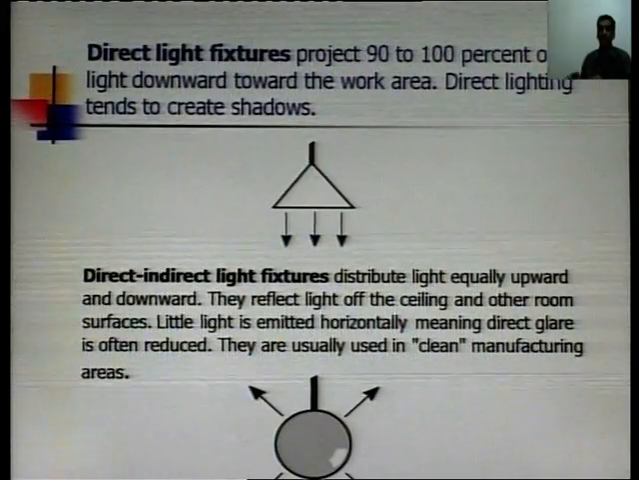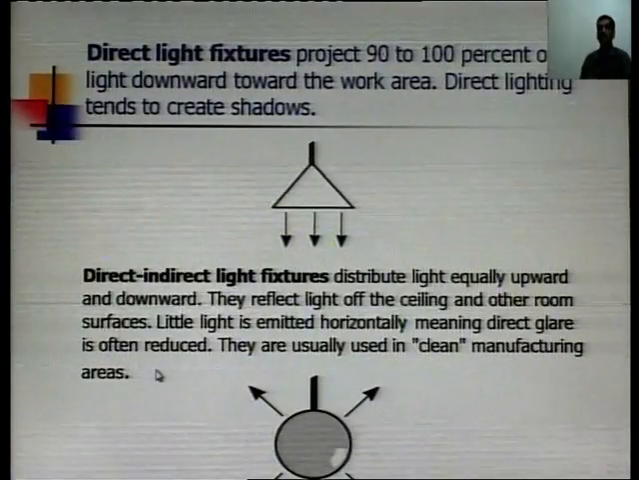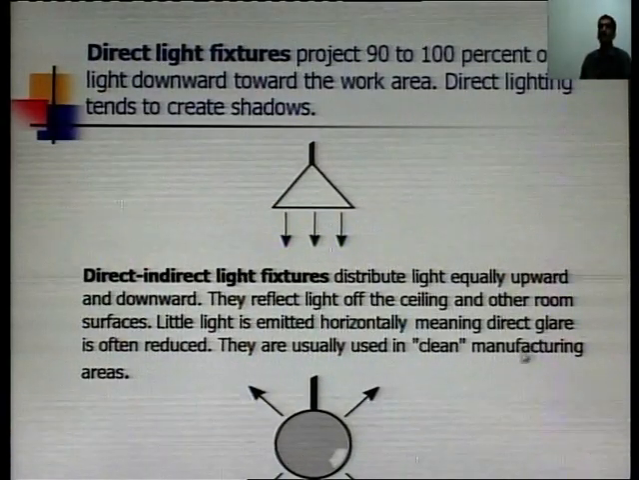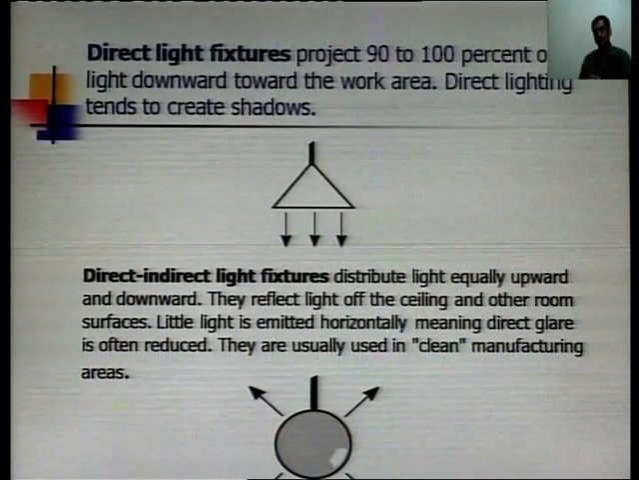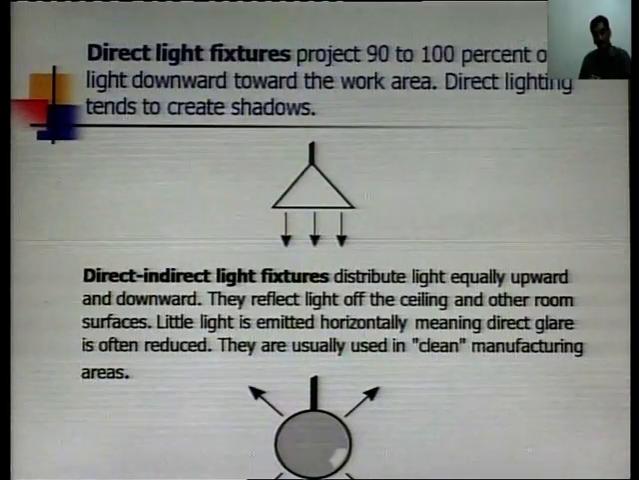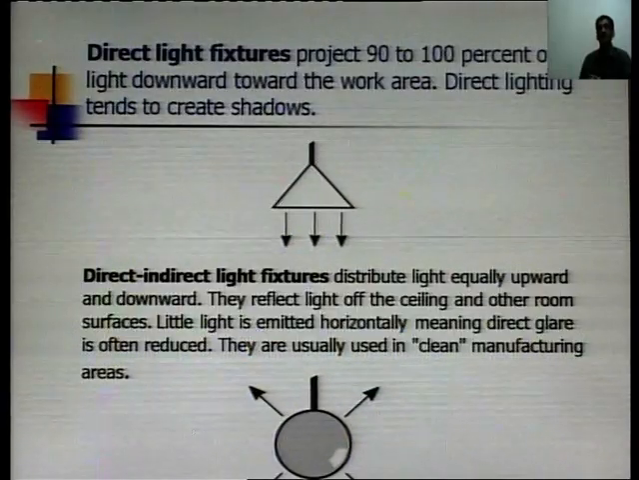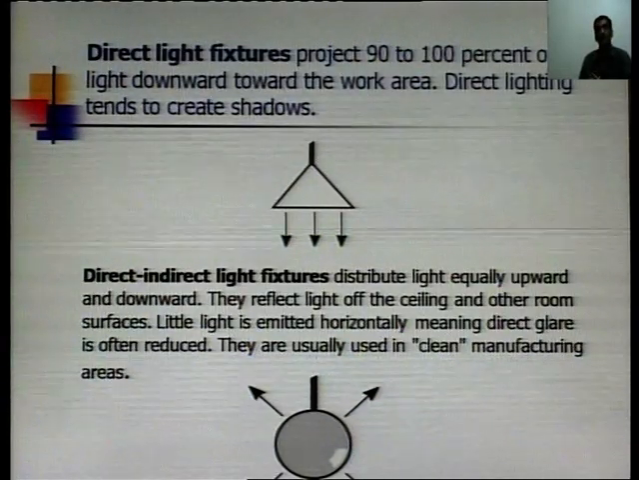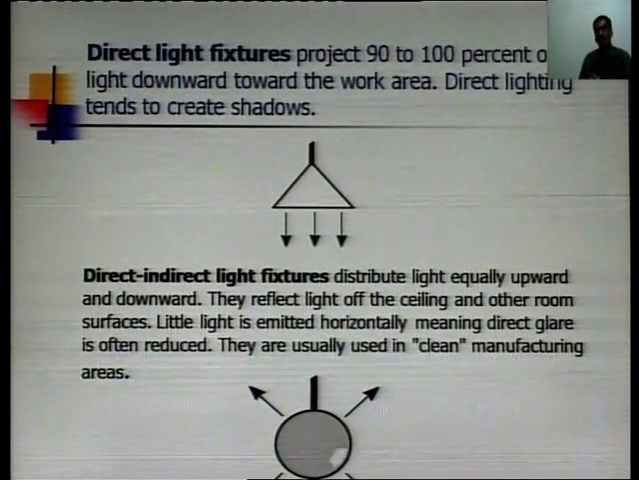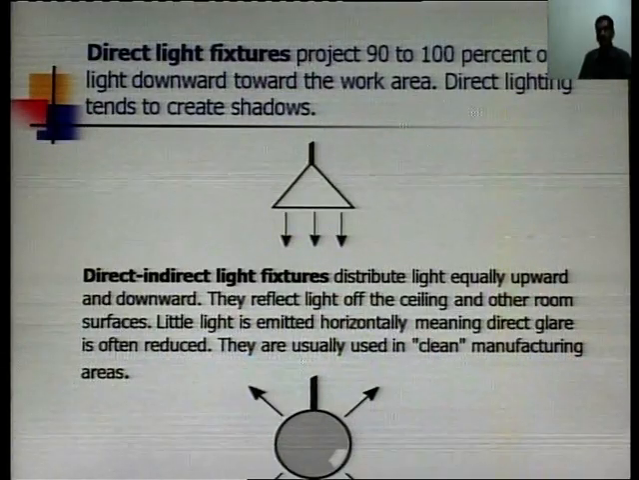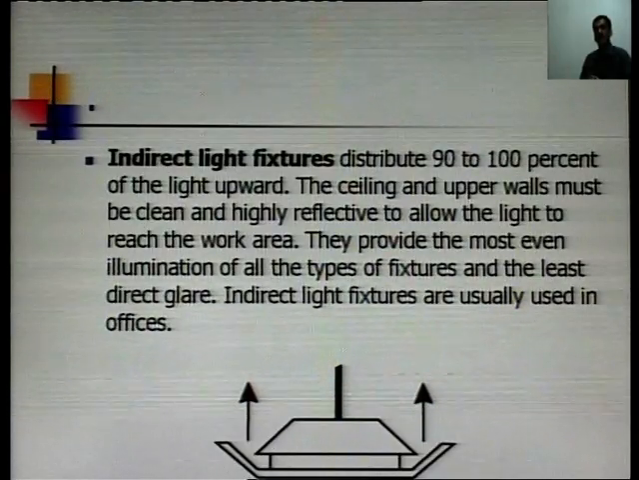So with this kind of fixture, direct indirect light fixtures, we reduce our glare, and they are usually used in clean manufacturing areas, in a factory or manufacturing areas where no glare is required. They are also often required in hospitals and dispensaries, in those kinds of locations.